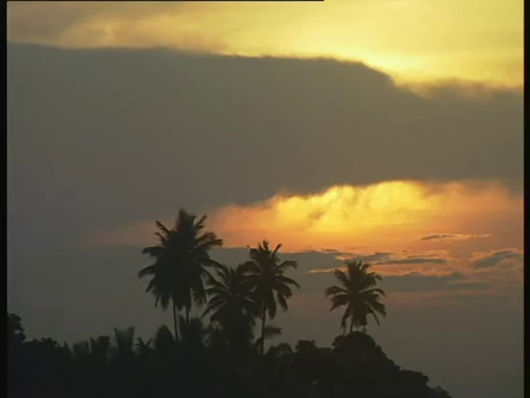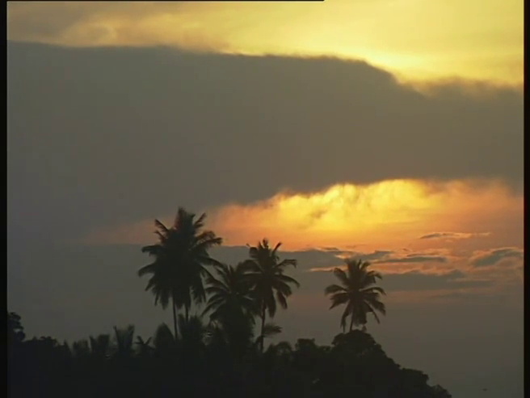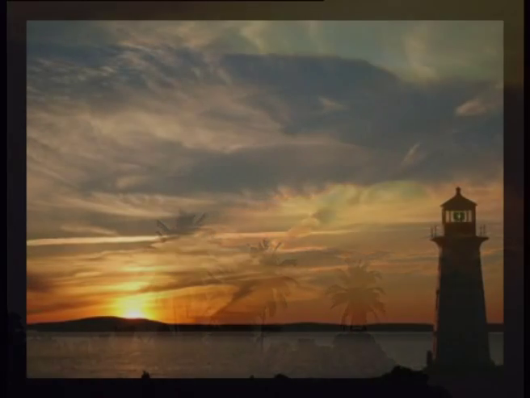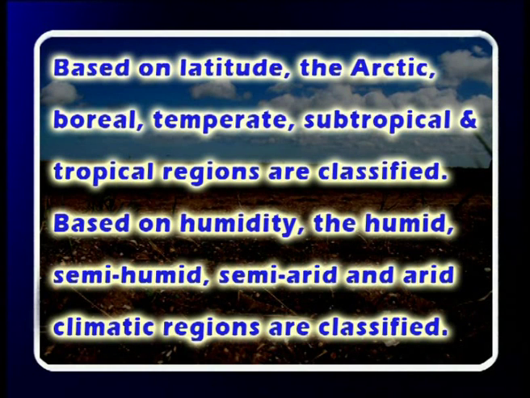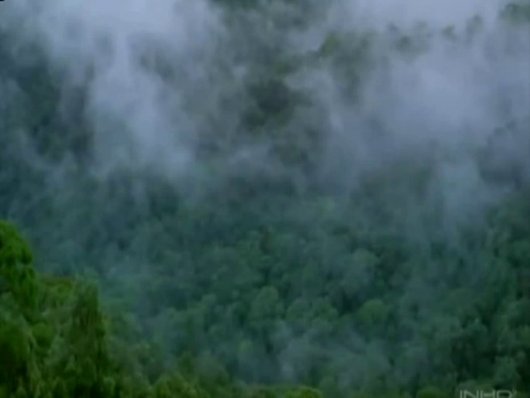Let us see the first part, factors of bioclimatic zones. Climate is a major factor in determining the distribution of terrestrial biomes. Among the important climatic factors, latitude and humidity are very essential for life. Based on latitude, the Arctic, boreal, temperate, subtropical and tropical regions are classified. Based on humidity, the humid, semi-humid, semi-arid and arid climatic regions are classified. The seasonal variation in rainfall is also a controlling factor to be accounted for while classifying the biotic zones.